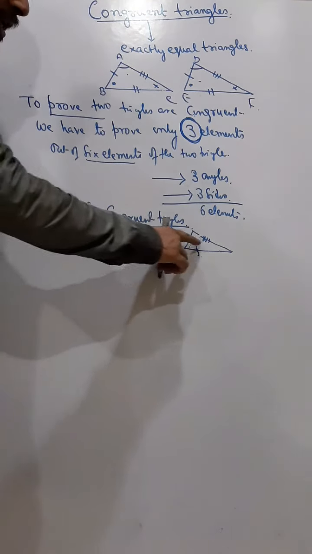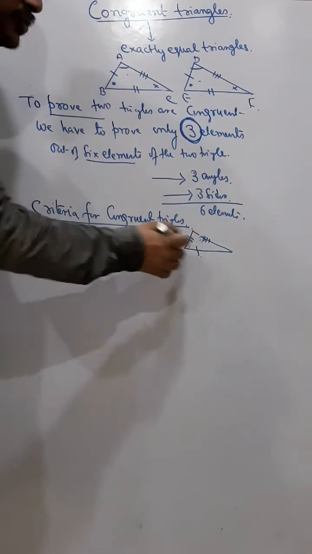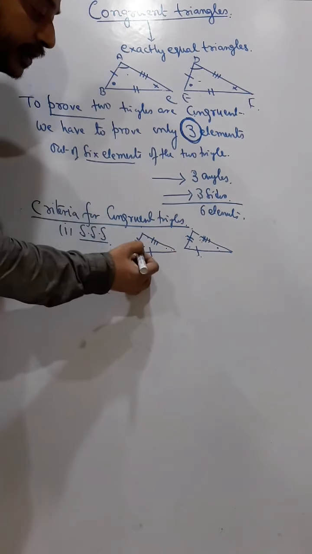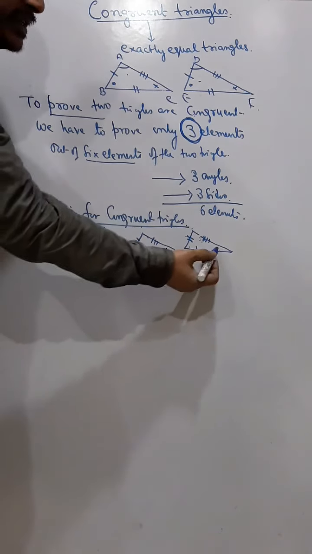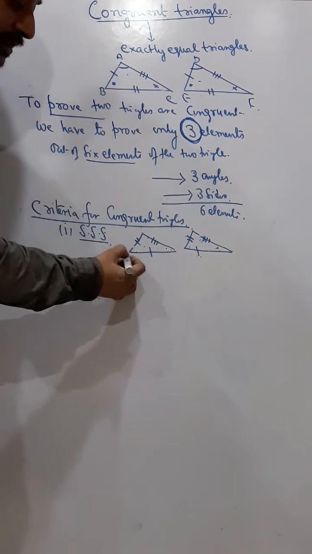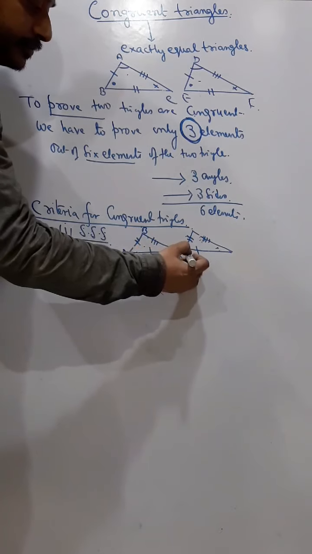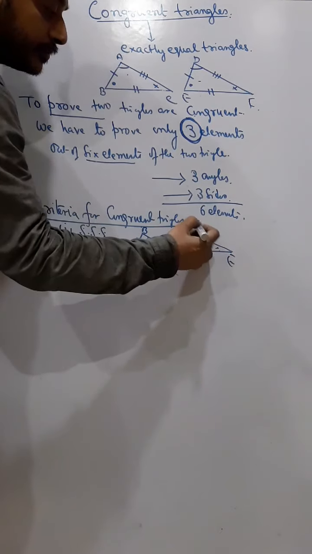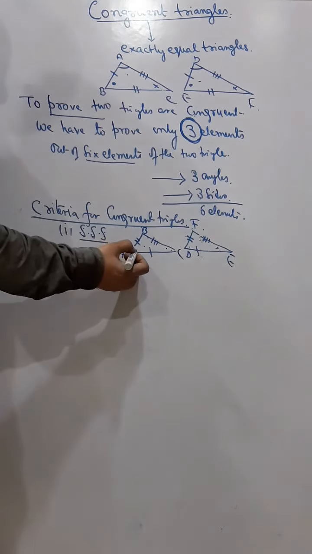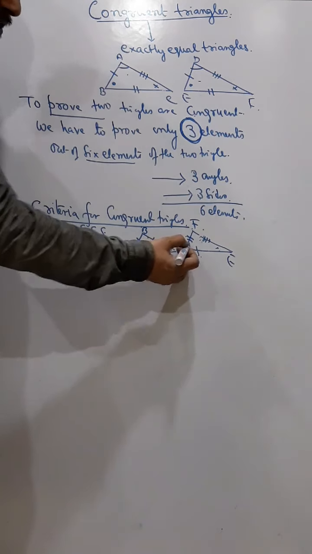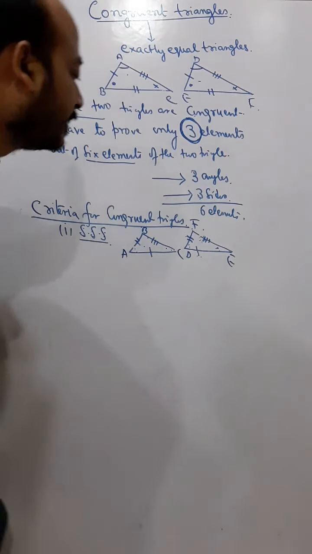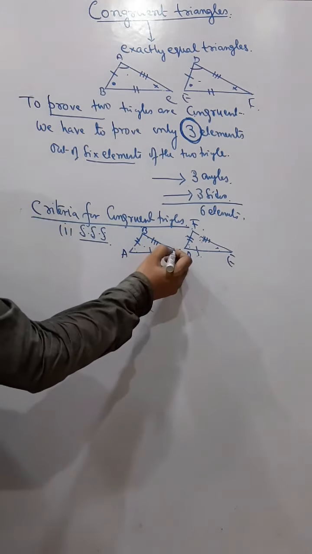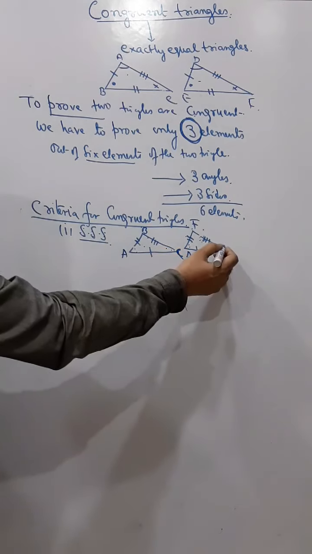And if these two triangles are congruent, naturally their other parts are also equal. We have only proved three elements, but the other three elements are also equal to each other. Understand? So now we can say that angle A equals angle D. Similarly, angle B equals angle F, and angle C is equal to angle E.